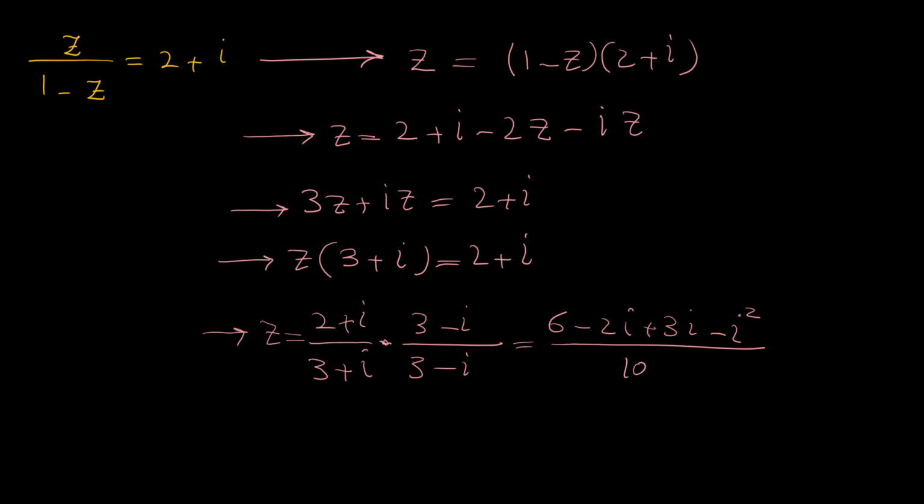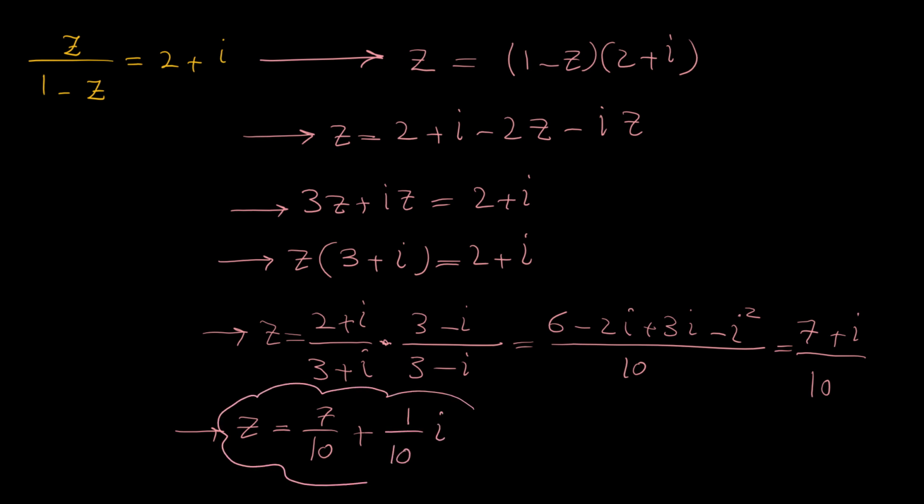So we have 10 here. What we have in the numerator? If you pay attention, negative i to the 2 at the end here. i to the 2 is negative 1. Negative i to the 2 is plus 1 or positive 1. 1 plus 6 is 7. So this equals 7. Negative 2i plus 3i is just i, divided by 10. So finally z is 7 over 10 plus i over 10, which you can write as 1 over 10 times (7 + i). This is the proper form for our answer of this equation.